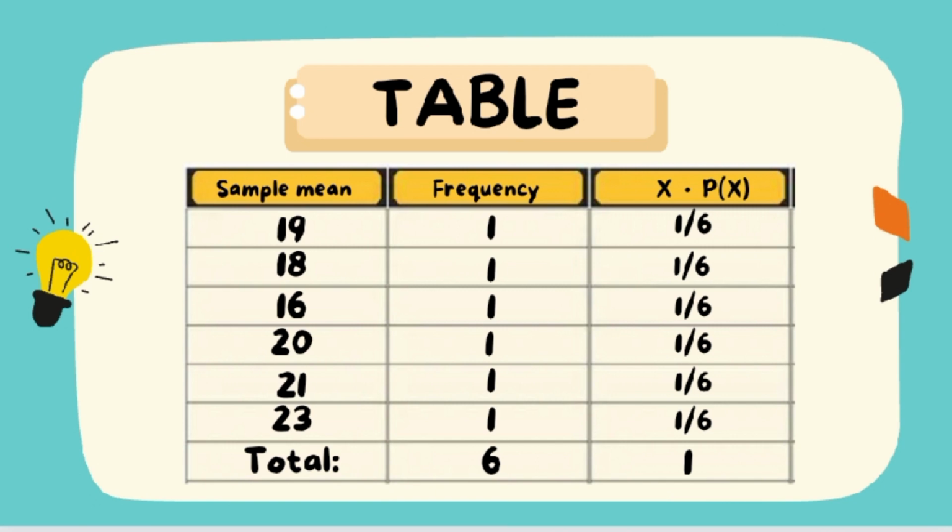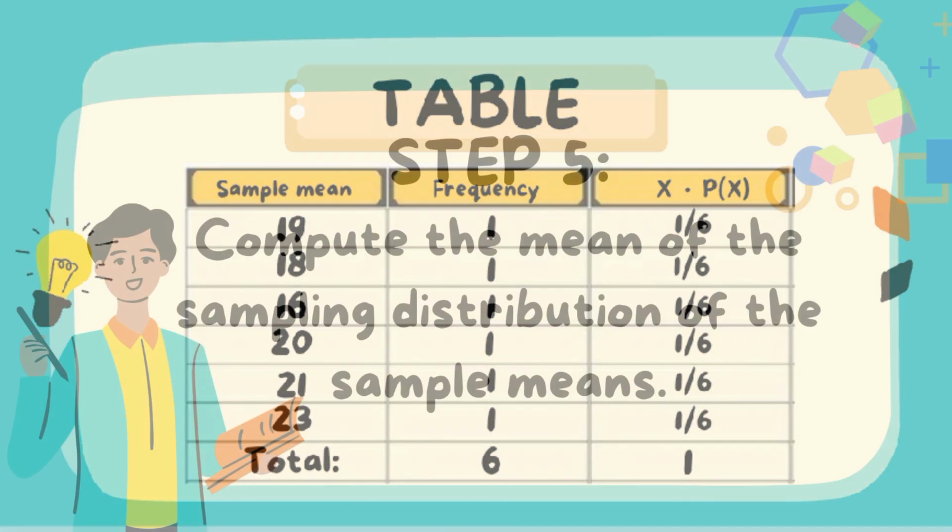The probability of getting 19 is 1 over 6. The probability of getting 18 is 1 over 6 also. And for 16, the probability is 1 over 6. And for 20, we have 1 over 6. 21 and 23 have the same. That's why we get 1, because 6 divided by 6 is 1. That is the total of our probability.